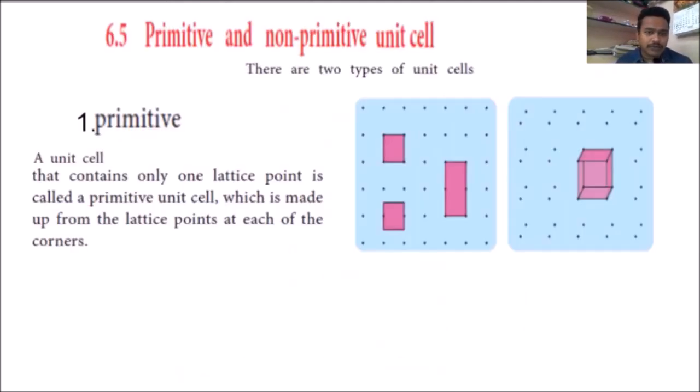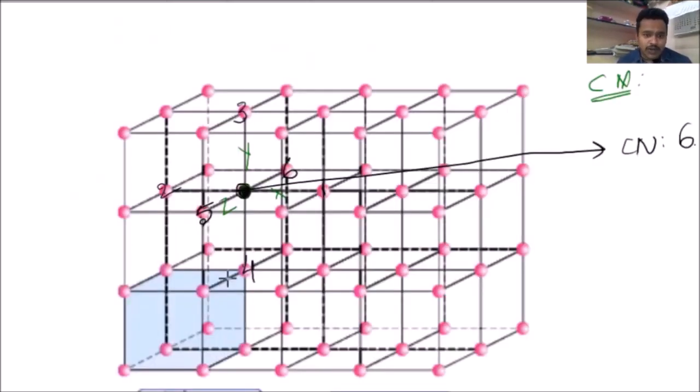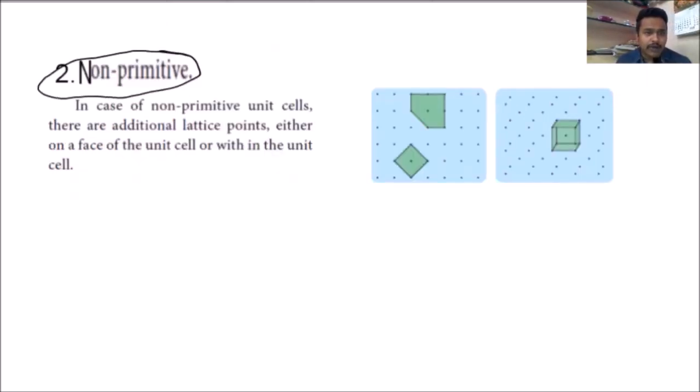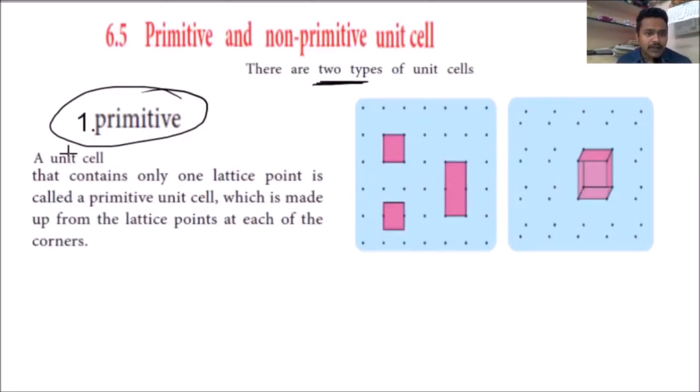And now see this unit cell. We discussed the unit cell. This is the smallest one, the unit cell. This unit cell again has two types. How many types are there? Two types. The first one is primitive, and the second one is non-primitive. First we are going to learn primitive.